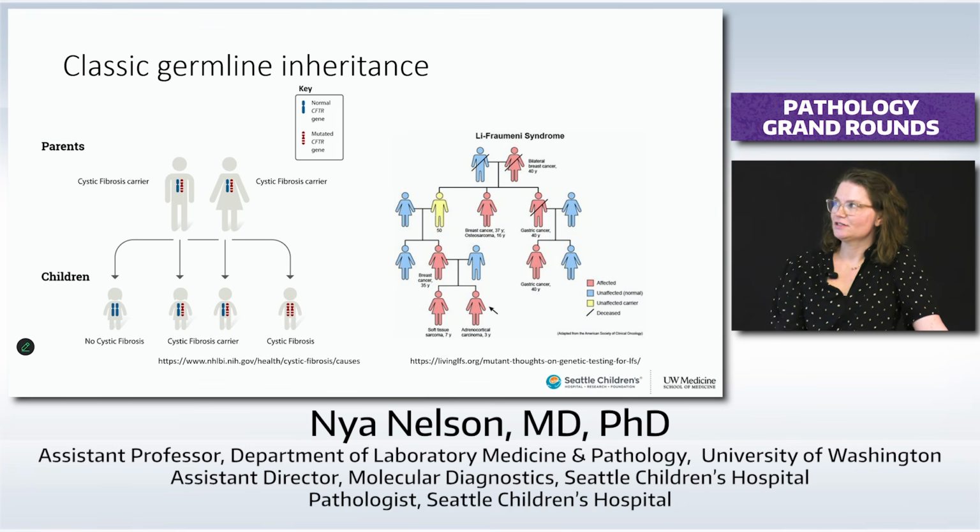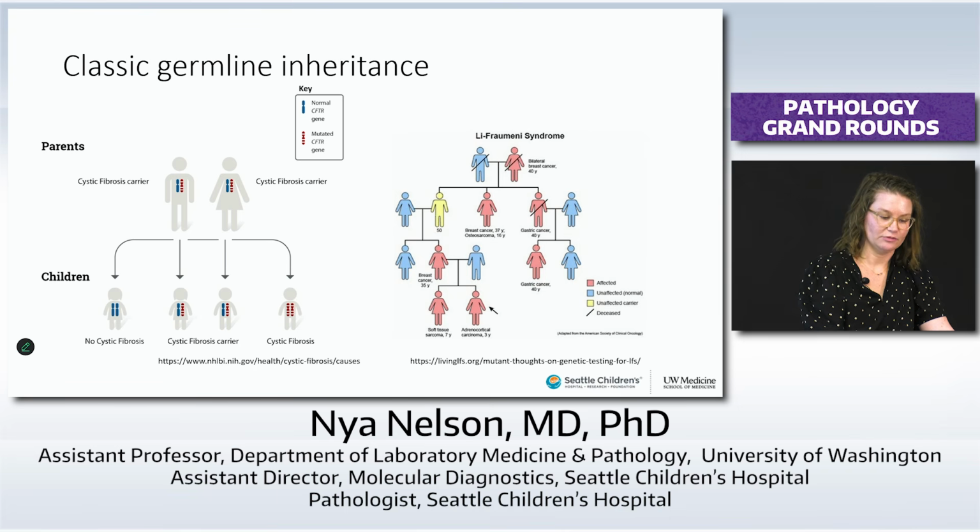I think most of us in this room are familiar with classic germline inheritance, wherein you inherit a variant from one of your parents, and that is then present in every cell in your body. Some classic examples would be things like cystic fibrosis with autosomal recessive inheritance, or Li-Fraumeni syndrome with autosomal dominant inheritance of a predisposition to a variety of cancers.